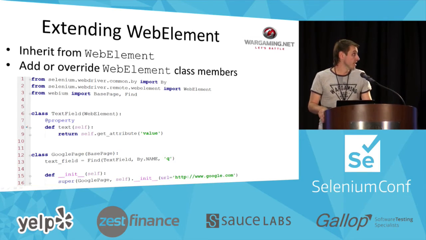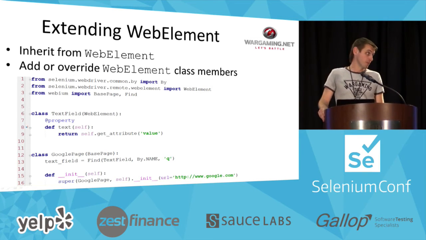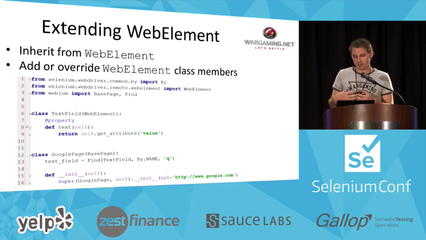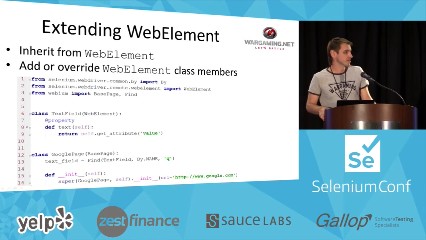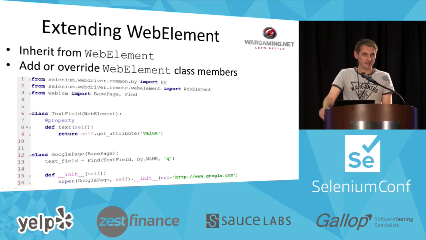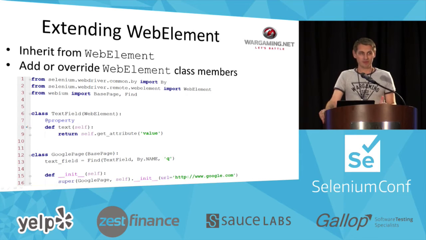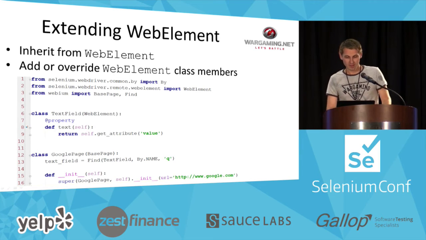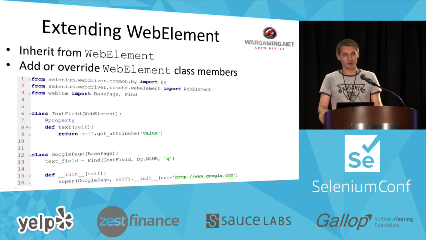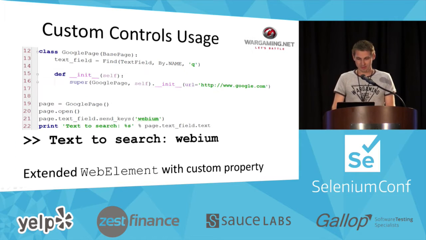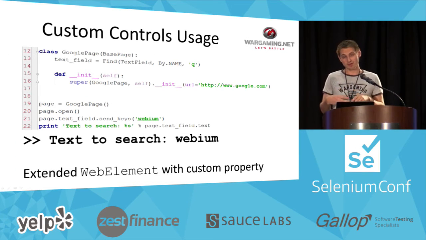In order to add extra behavior to your elements in Webium, you declare a new class which extends web element and adds, or overrides, some extra attributes, methods or properties. And then you just need to pass your custom class to find as the first argument. That's it. And the usage is the same.